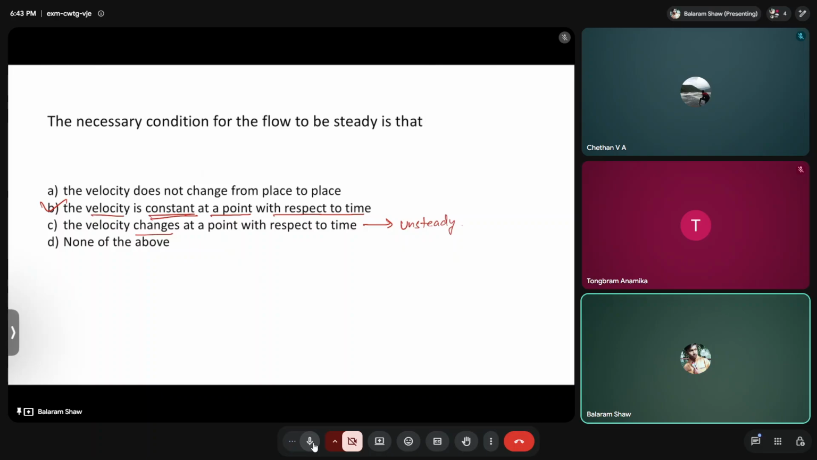Okay, fine. We'll move to the next question then. Okay, so the next question is: the necessary condition for the flow to be uniform is that. I'll give you time to answer.